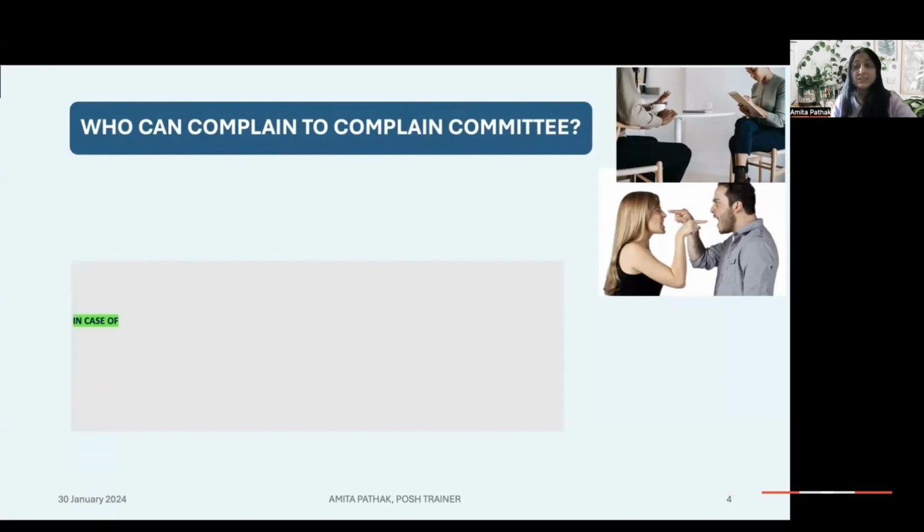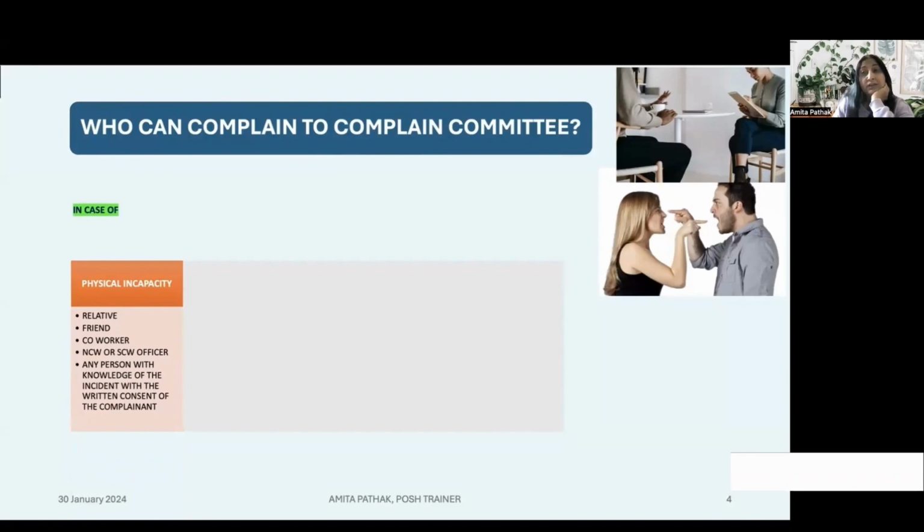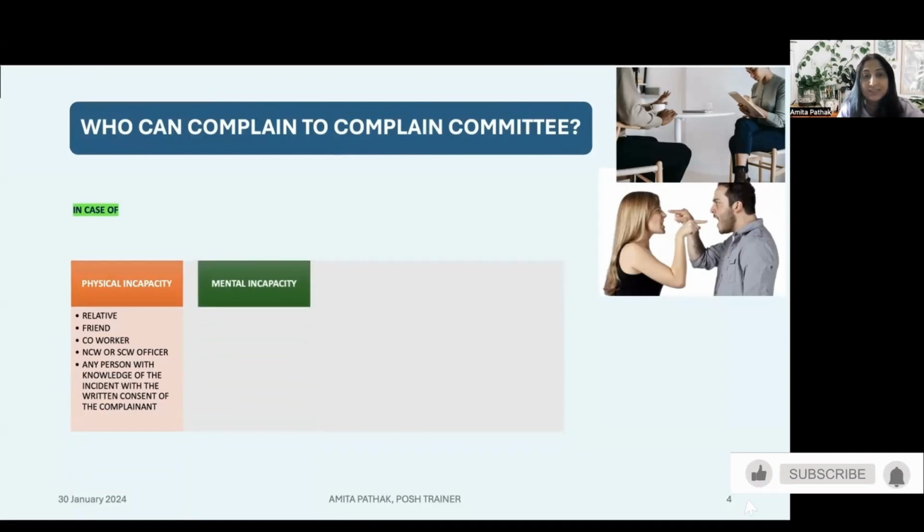So dear friends, let us go through this. In case of physical incapacity, if the complainant is not physically capable, then who can complain? Anyone can: a relative, friend, co-worker, NCW (National Commission for Women), or a social and child welfare officer, any person with knowledge of the incident with the written consent of the complainant. So there should be written consent. Anyone can complain in case of physical incapacity.